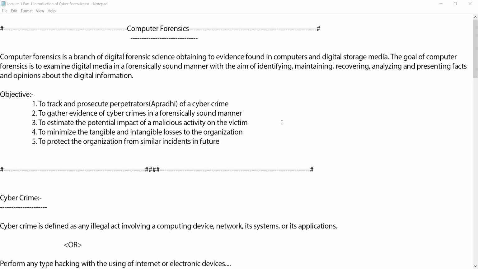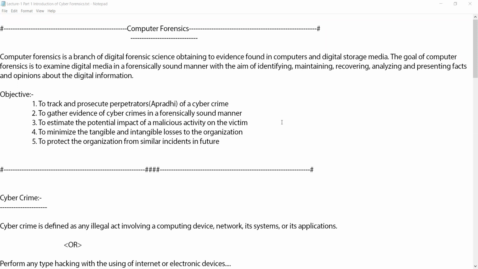The first one is to track and prosecute the perpetrator, the party of the cyber crime. Firstly, you need to track the pathway. You need to track the attacker and prosecute the perpetrator of the cyber crime. If any cyber criminal is involved in performing any type of cyber crime, firstly you need to track that particular path and that attacker's activity.